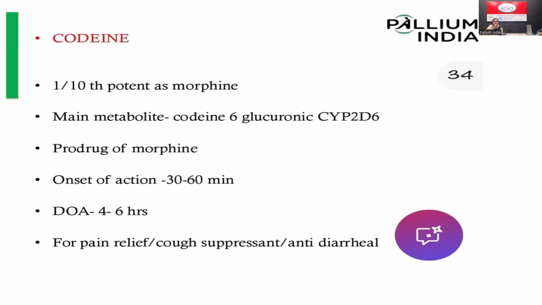Codeine. Codeine is 1/10 as potent as morphine, and the main metabolite of codeine is codeine 6-glucuronide. It is a prodrug of morphine, and the onset of action is 30 to 60 minutes. Duration of action is 4 to 6 hours, and we can use codeine for pain relief, as a cough suppressant, and as an antidiarrheal. Next.